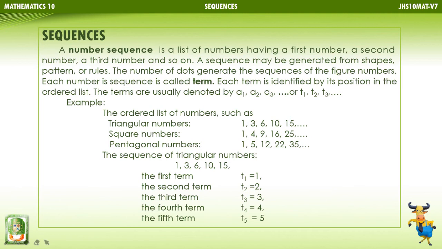Example: the ordered list of numbers, such as triangular numbers 1, 3, 6, 10, 15, and so on. Square numbers 1, 4, 9, 16, 25, and so on. Pentagonal numbers 1, 5, 12, 22, 35, and so on. In the sequence of triangular numbers 1, 3, 6, 10, 15, the first term T1 equals 1, the second term T2 equals 3, the third term T3 equals 6, the fourth term T4 equals 10, and the fifth term T5 equals 15.